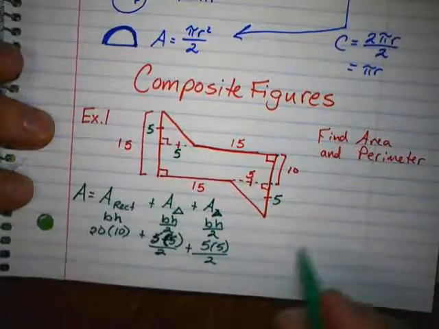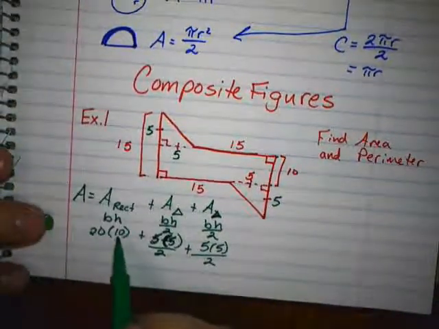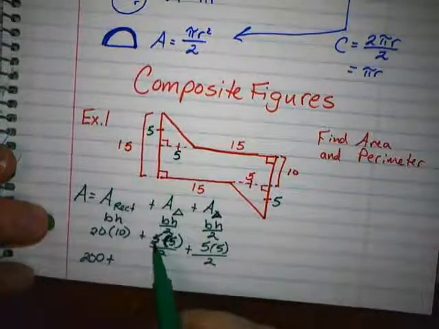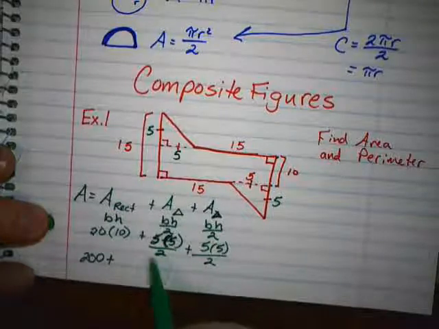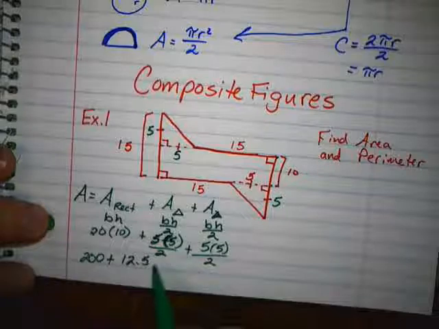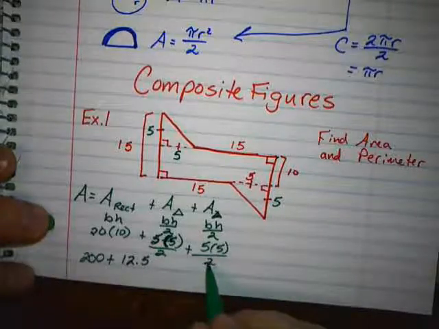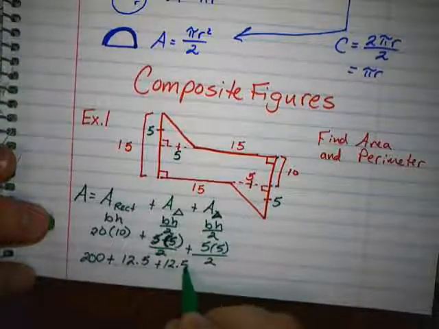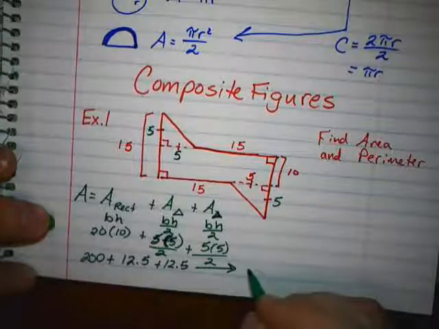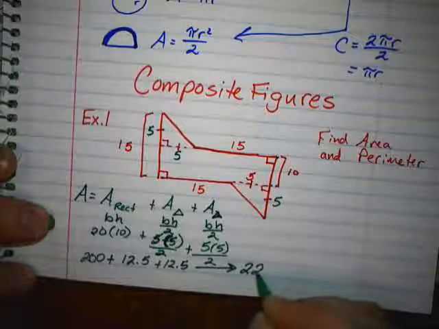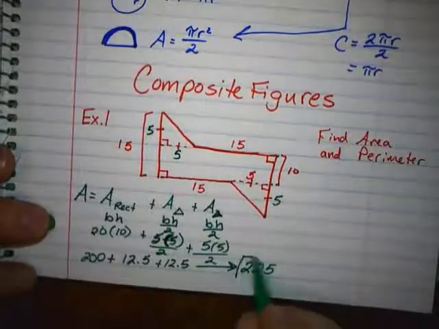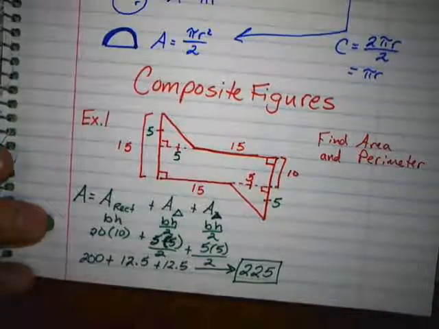So I'm just going to start simplifying things. 20 times 10 is 200. 5 times 5 divided by 2 is 12.5, because 5 times 5 is 25. And then this other 5 times 5 divided by 2 is another 12.5. So when I combine these, 200 plus 12.5 plus 12.5, I should get 225. And I would be in square units. If I gave you the unit of measure, I would expect you to write it down. But that's all we have to write for the area.